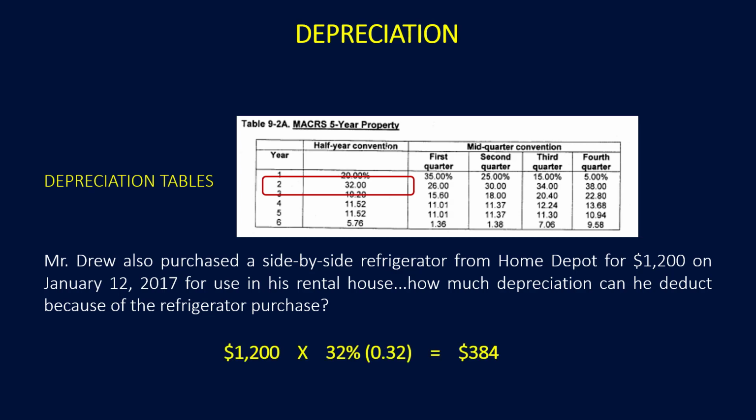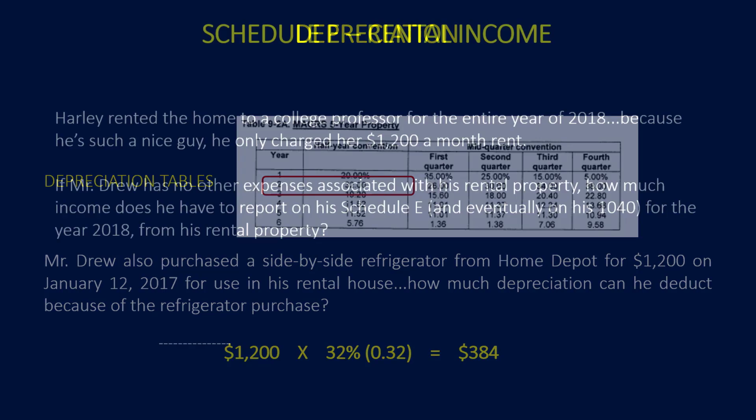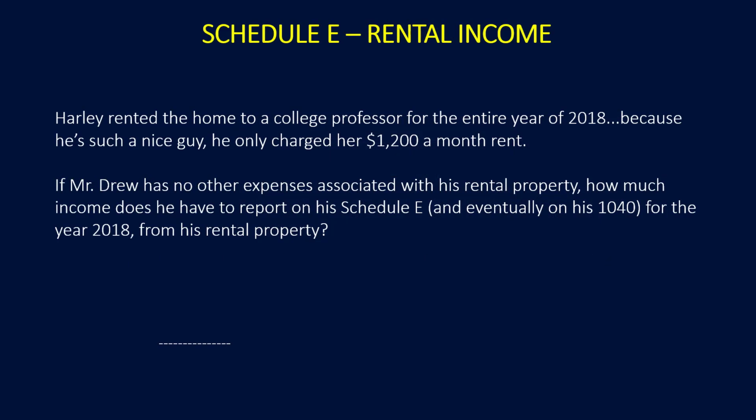$1,200 cost of the refrigerator times 32%, $384 depreciation for his 2018 tax return. Now, he rented the home to a college professor for the entire year of 2018. Now, because Harley's such a nice guy, he only charged $1,200 a month rent.